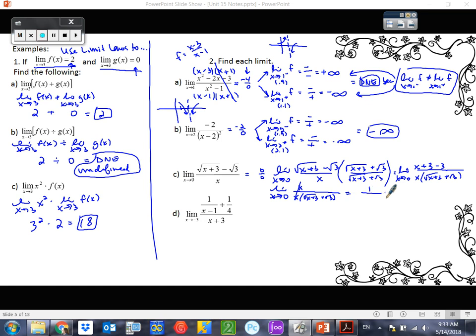So 1 over, I put a 0 in here. 0 plus 3 is 3, so root 3 plus root 3. Is there a simpler way that I could write that? Sure, right? 1 root 3 plus 1 root 3 would be 2 root 3. So my answer is 1 over 2 root 3. So this time 0 over 0 was actually 1 over 2 root 3.